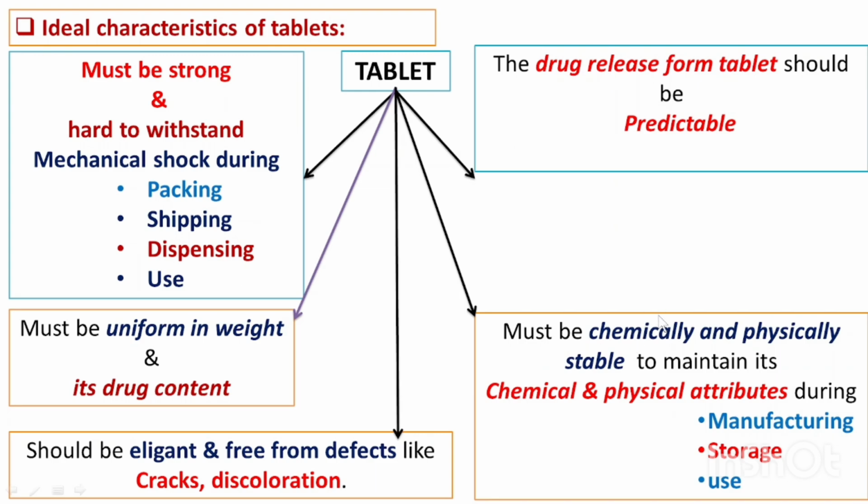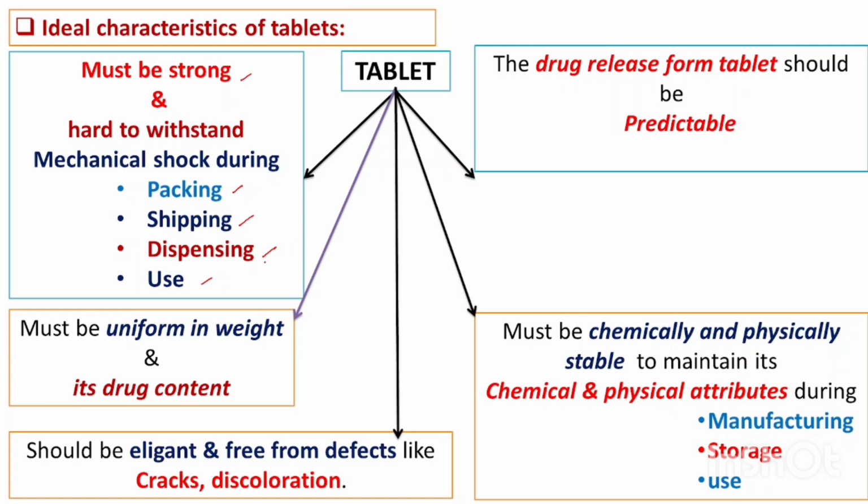Apart from that, we need to discuss the ideal characteristics of a tablet. When can we say a tablet is ideal? First of all, it must be strong enough to withstand the mechanical shocks during packaging, shipping and dispensing, and finally at the time of use by the patient. In industry we manufacture the tablet, but it needs to travel a long distance to reach the specific patient. In the meanwhile it must withstand the mechanical shocks, right?